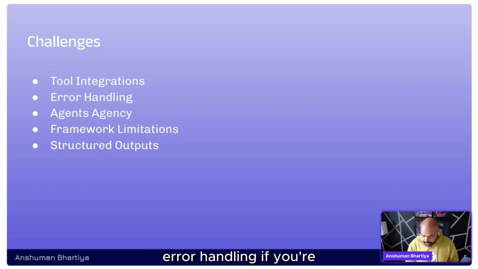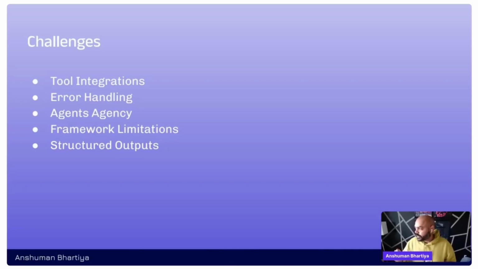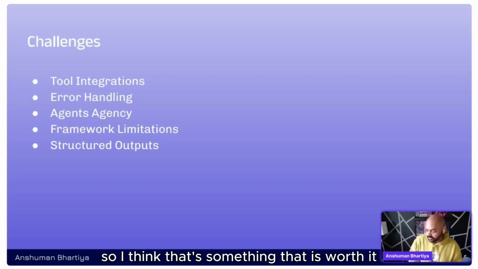Error handling: if you're building any sort of agentic workflow system, if you don't have good observability, if you don't have good control over what kind of errors you're seeing, how you handle them, whether you're failing the system gracefully or not, these are things that will really have a big impact on the outcomes of a system. So I think that's worth pointing out.